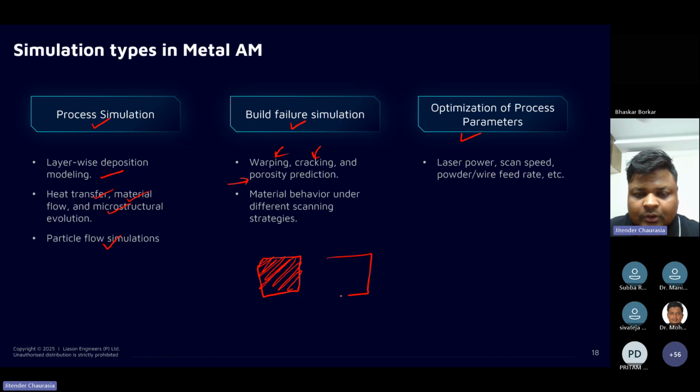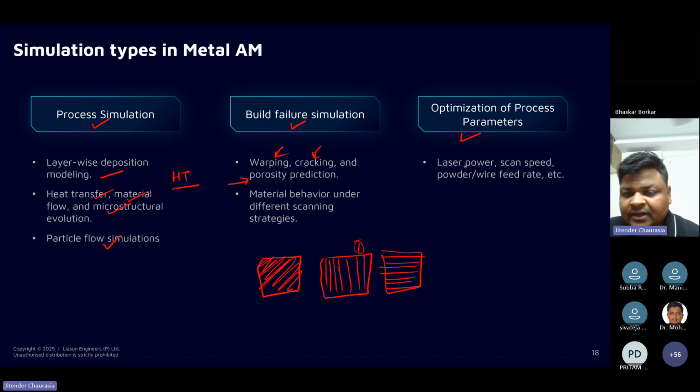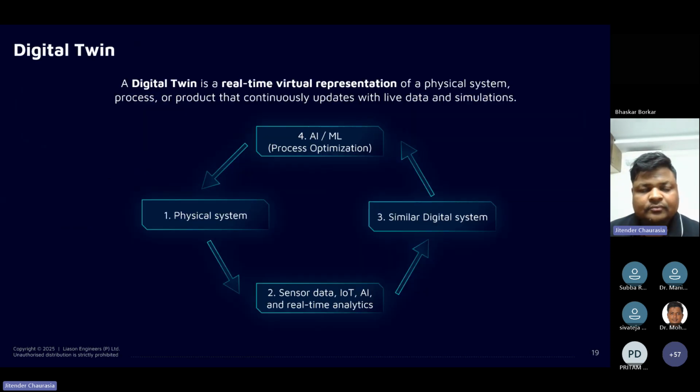like this, or this way, or one layer like this. This is one layer. Second layer, you are going to fill it like this. There are different ways. We call them scanning strategies. So all these things and their effect on the heat transfer, everything can be studied. And then lastly, you can vary process parameters: scan speed, powder feed, wire feed. Again, you have so many models that can be done.